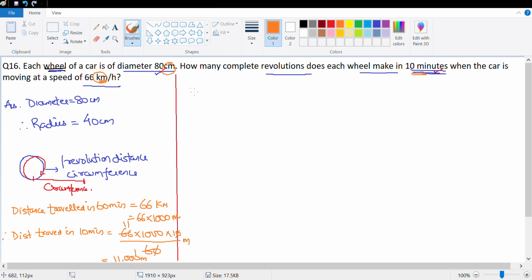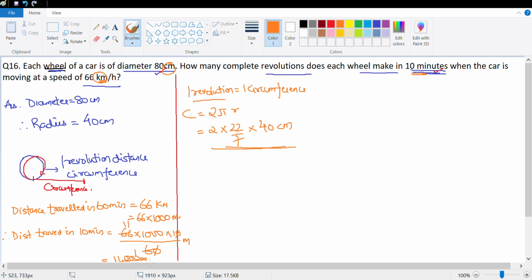Let's see, one revolution is equal to one circumference. So let's see what the circumference is. Circumference is equal to 2πr. In this case, 2 into 22 by 7 into r. R is 40 centimeter, so my answer will first come in centimeter. Good. One revolution is this distance traveled. This distance is traveled in one revolution.